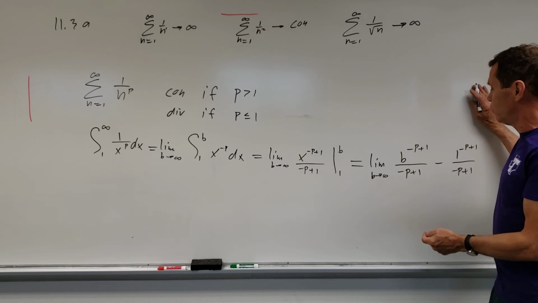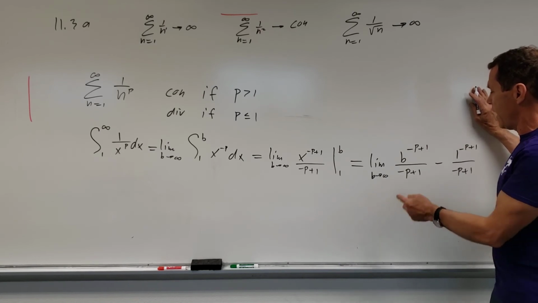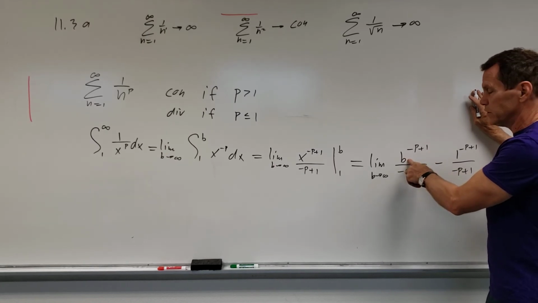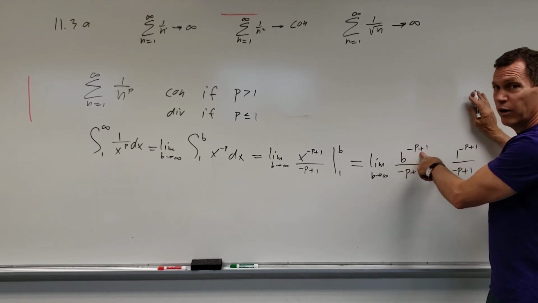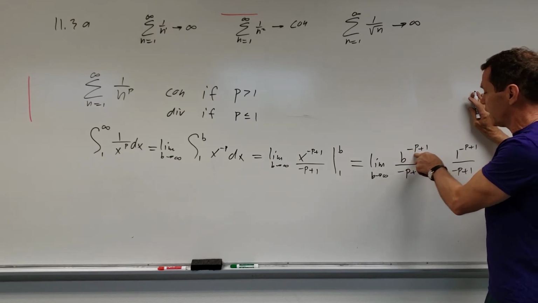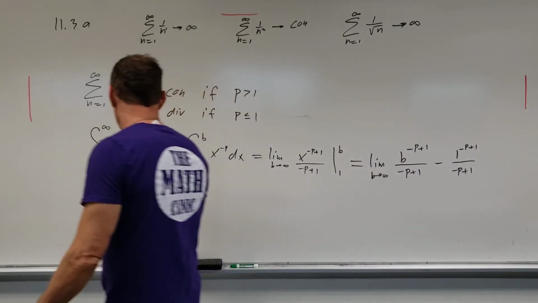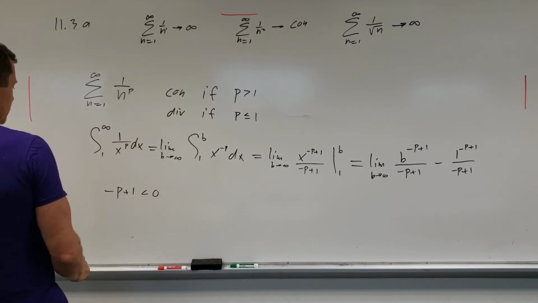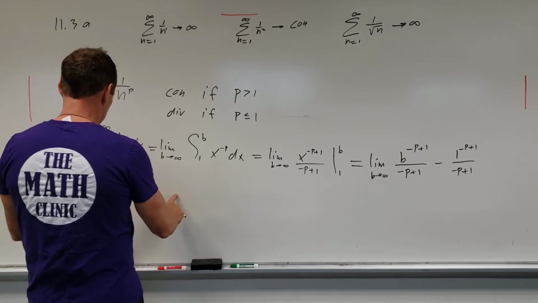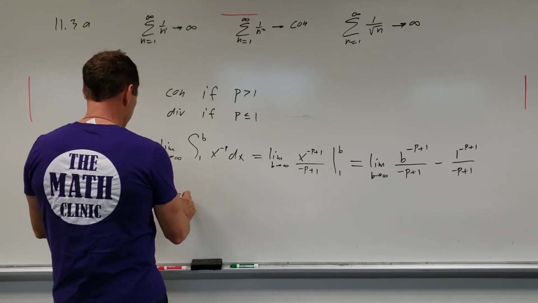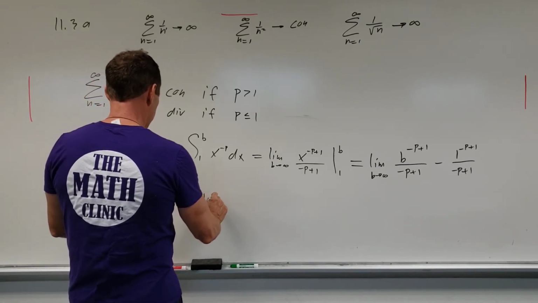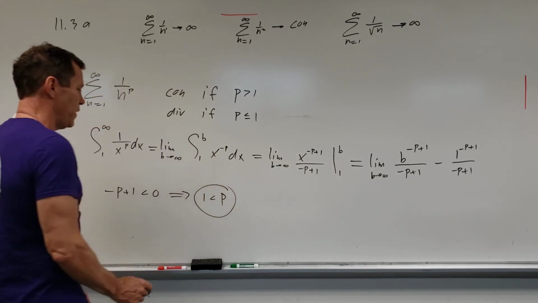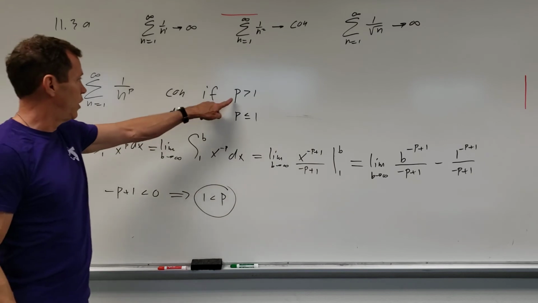But suppose p was equal to a half. I get minus 1/2 plus 1, which is going to be a positive number. Raising something going to infinity to a positive power is going to blow up. I have to make sure that this, minus p plus 1, is less than 0. Okay, so let's take this across. We add p to both sides, so this gives us 1 is less than p. So for this to work, p has to be bigger than 1, which is what we said.